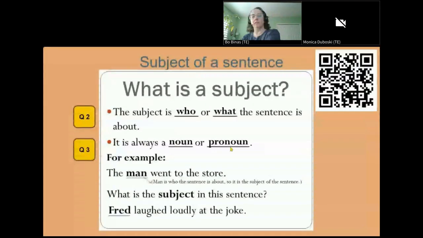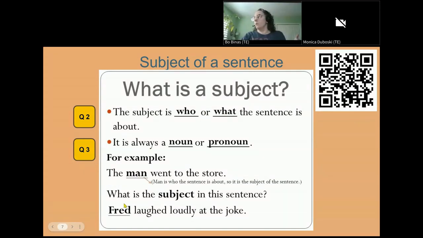All right, so let's take a look at questions 2 and 3. The subject is the who or what the sentence is about. So make sure when you're selecting those, you select the correct options that match the spaces. It is always a noun or a pronoun. So for example, the man went to the store. The man is the subject. He's the who that the sentence is about, and he's doing the action. Subject is always doing the action.